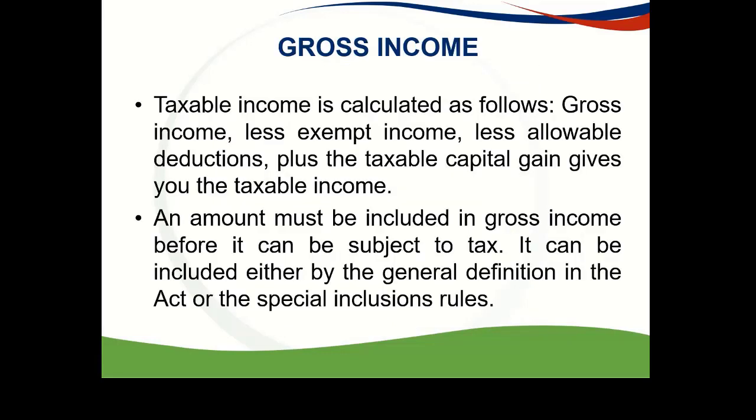So gross income, taxable income is calculated as follows. It's the gross income plus the special inclusions, less exempt income, less allowable deductions, plus the taxable capital gain. That equals the taxable income. And an amount must be included in gross income before it can be subject to tax. It can be included either by the general definition or, as I said, the special inclusion rules.